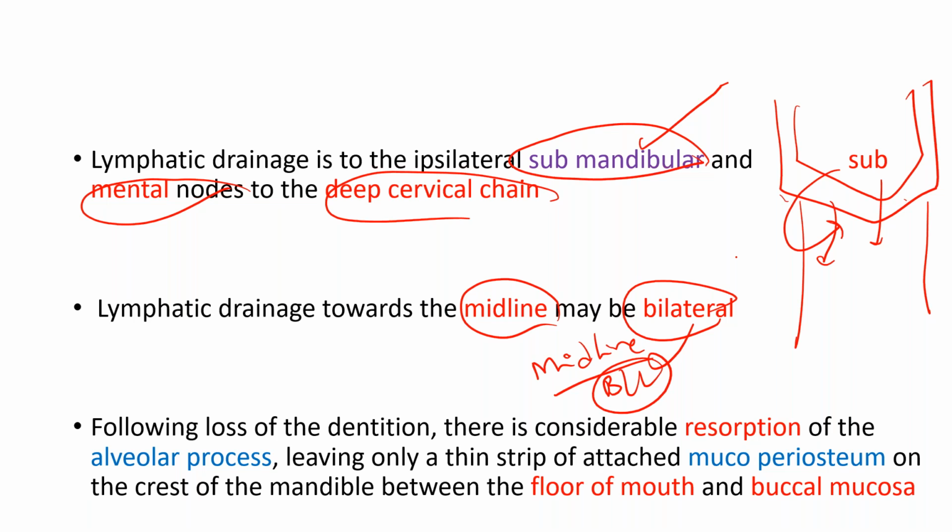The midline structures are bilateral. As you can see, the bilateral distribution will be there. Any midline structure will go to the bilateral.